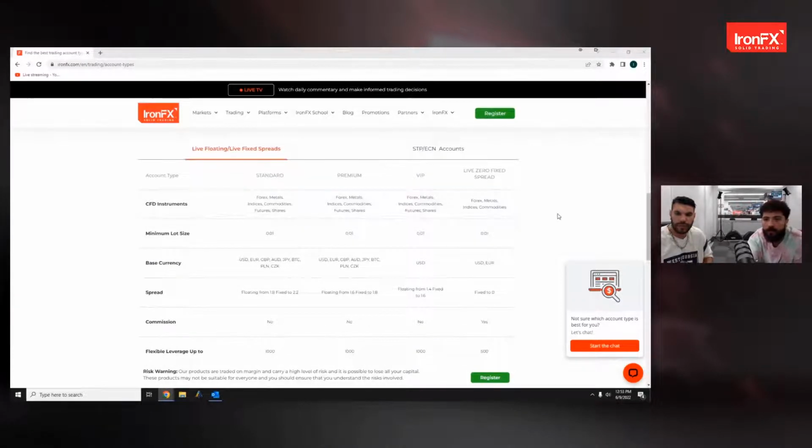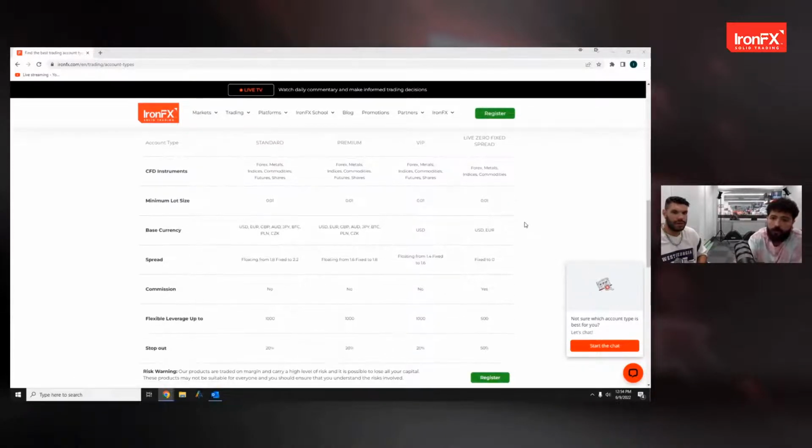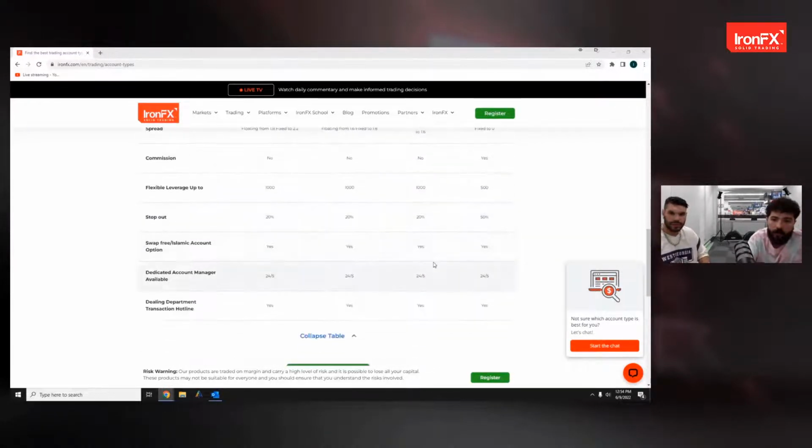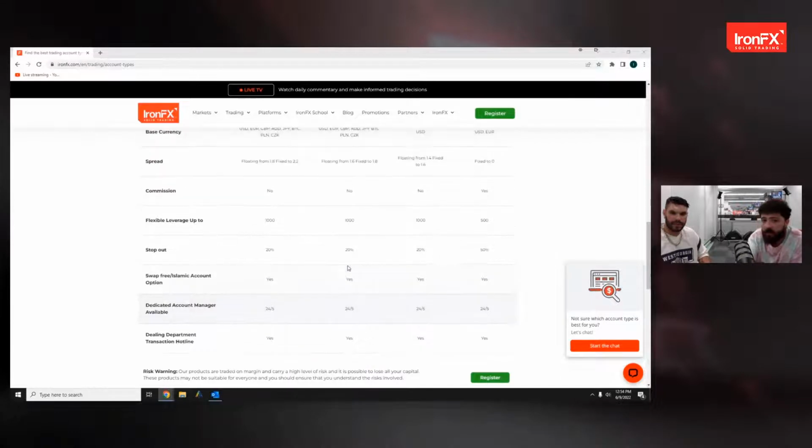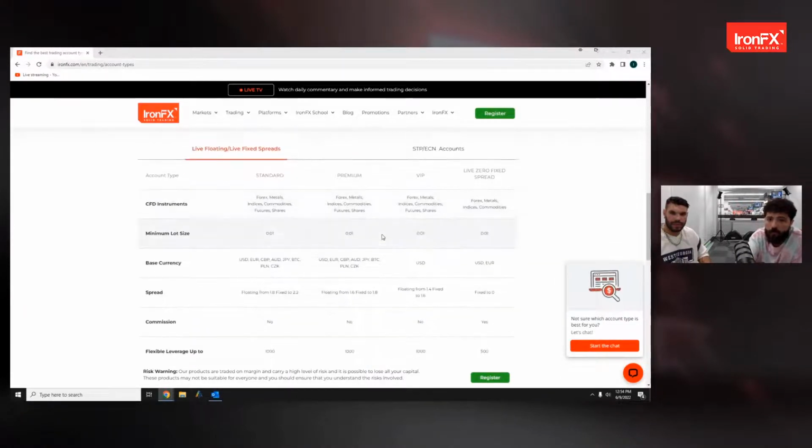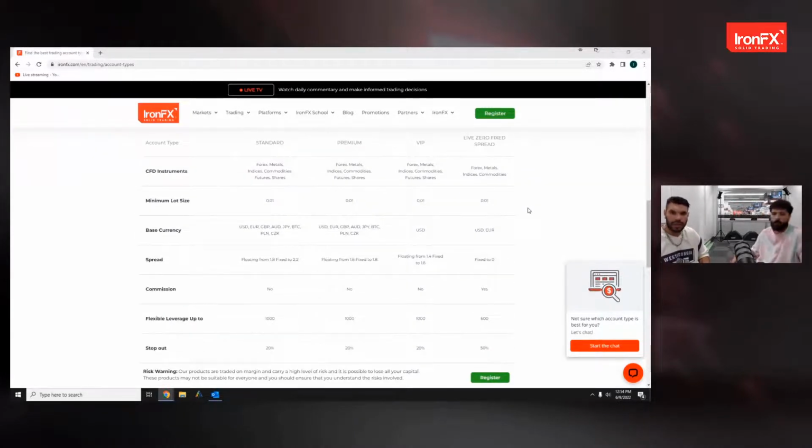Now we have the third account, which is the VIP account. On the VIP account, the difference starts from the base currency. Now you can use only US dollar. And the spread is floating from 1.4 fixed to 1.6. We're talking about a huge difference from the standard account. And the rest, as you can see, is basically the same as the standard and the premium account. So the only difference is basically the currency.